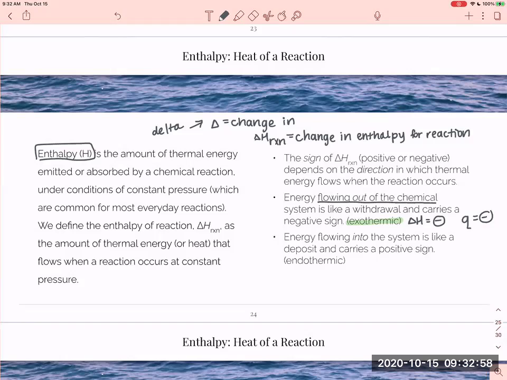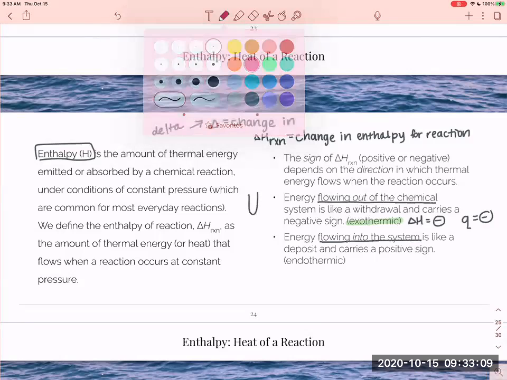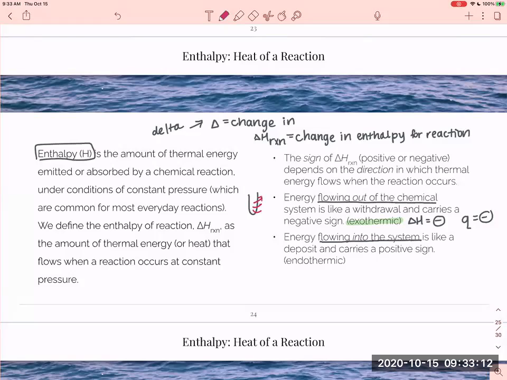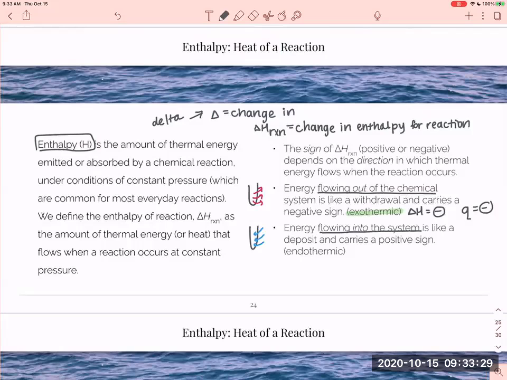So energy flowing into the system, and this one I would feel the test tube as cold. So this would feel hot to me: energy is flowing out of the system. And endothermic, energy is flowing into the system, so I would feel my test tube as cold, or my thermometer would decrease in temperature. So this is going to be positive, and if you recall, the Q was also positive for endothermic.